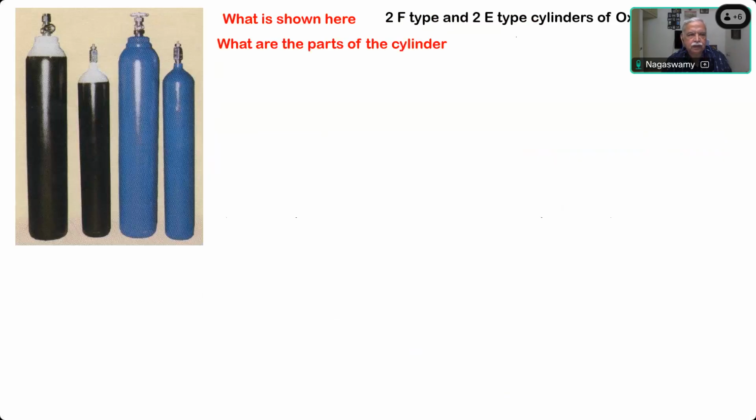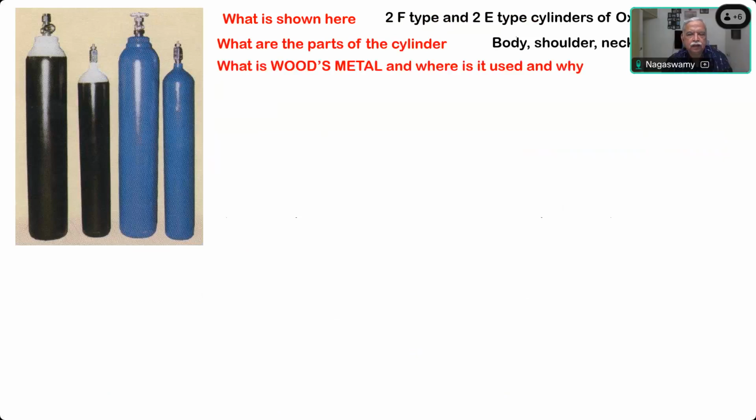What are the parts of the cylinder? Body, neck, shoulder, and valve. Very good. It is wood metal, and where is it used and why? Is it heat resistant or heat susceptible? Heat susceptible.